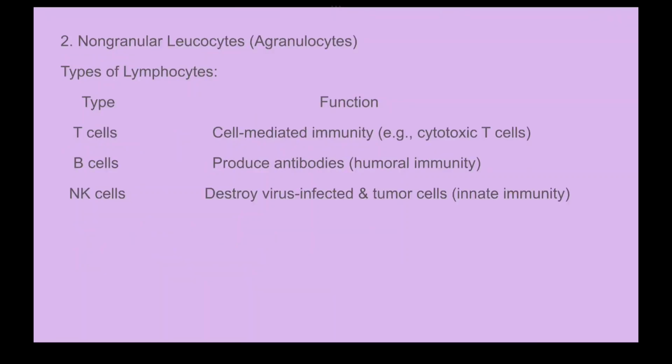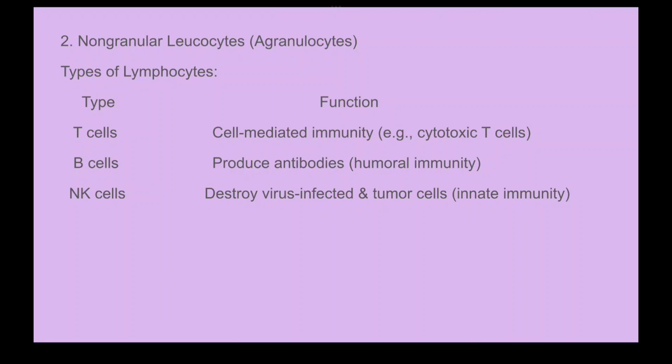Now the non-granular leukocytes, the second type of WBCs, are agranulocytes. These can be further divided, as lymphocytes, into T cells, B cells and NK cells. T cells are involved in cell-mediated immunity, such as cytotoxic T cells. T cells trigger the monocytes to be released. In turn, monocytes are released as macrophages or dendritic cells and are involved in the immunity of the body.